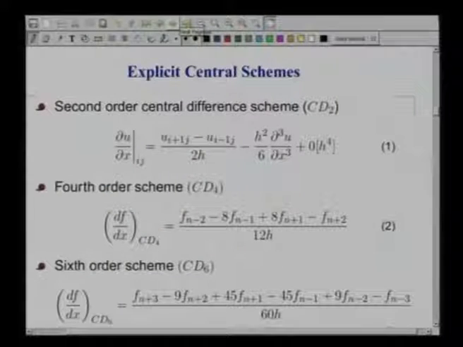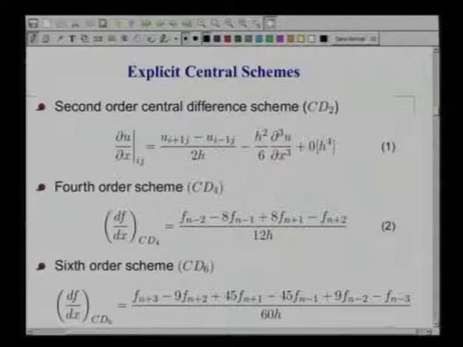Now, let us explore this with a simple example. Let us say we are interested in discretizing the first derivative term, which is important in many physical systems. So, let us begin with the first derivative. Suppose we use a second order central difference scheme, given by equation 1 here.